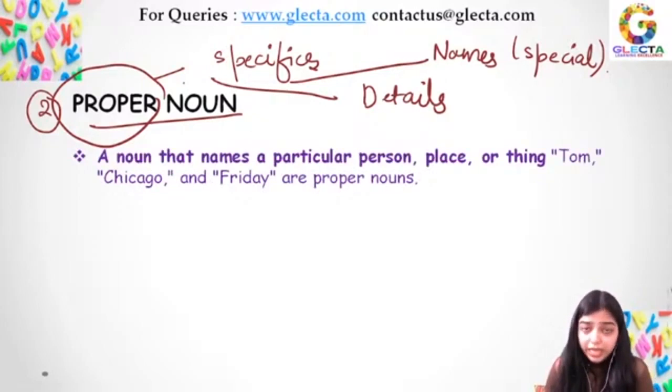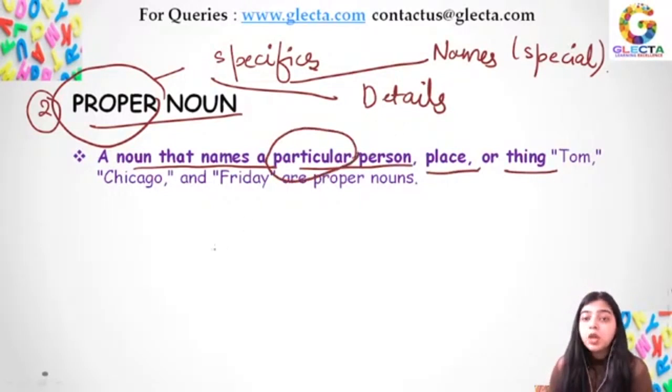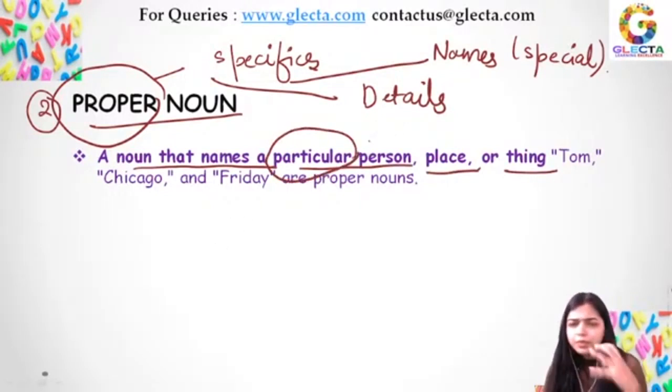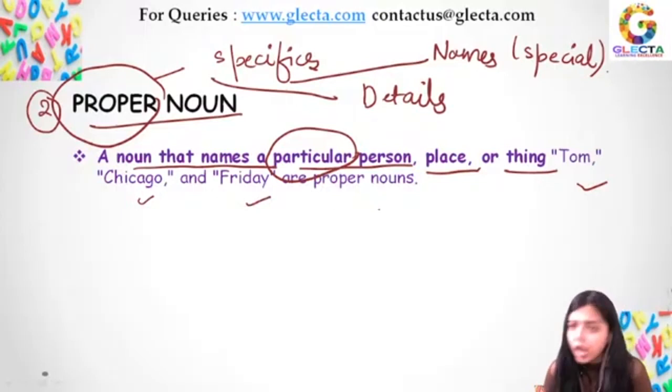Just like, let's look at that definition. A noun that names a particular person, place, or thing. So, a particular person, place, or thing, where we are providing the specific name, the details. For example, Tom, Chicago, and Friday are proper nouns.